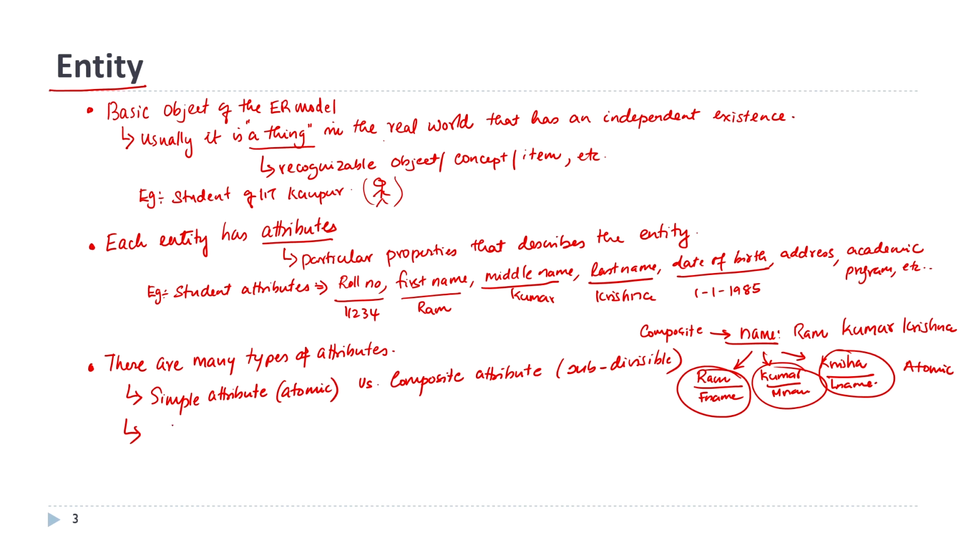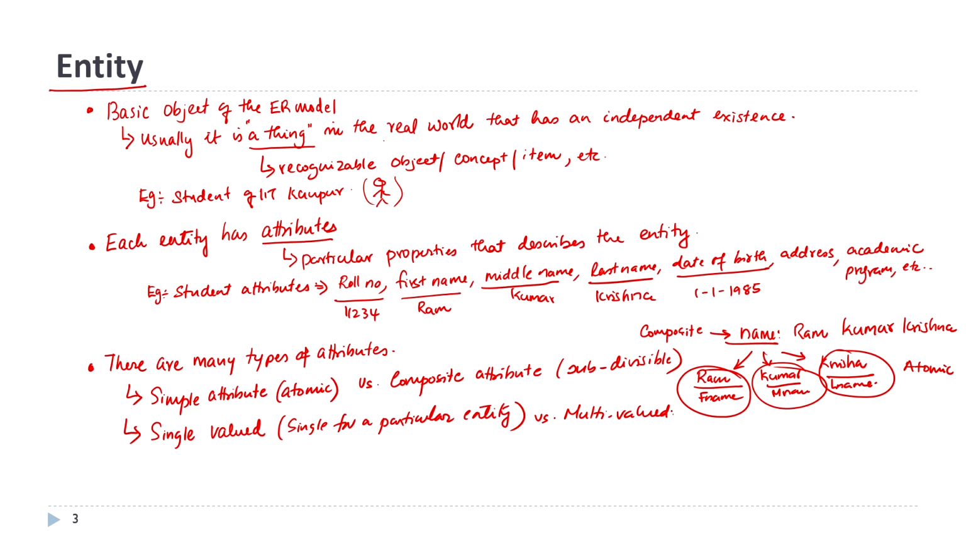Then the second major one is called single valued. Single valued attribute. Remember, single for a particular entity. Single valued is a single value for a particular entity, versus multi valued.